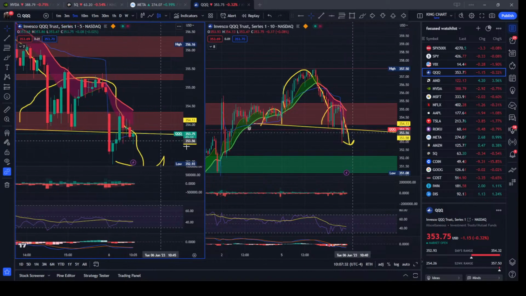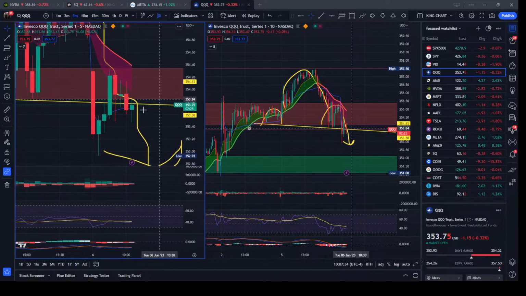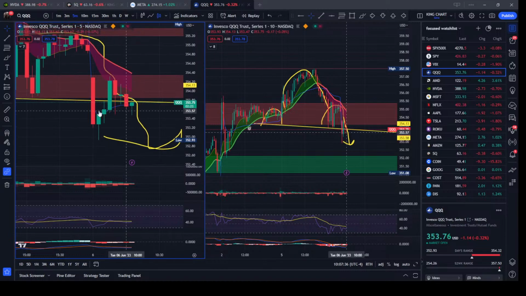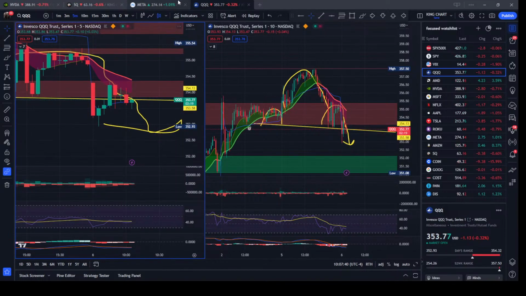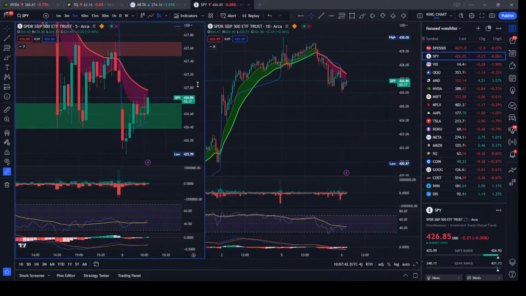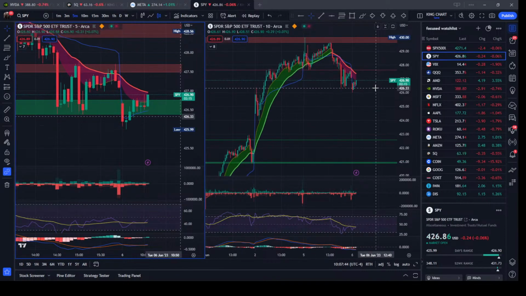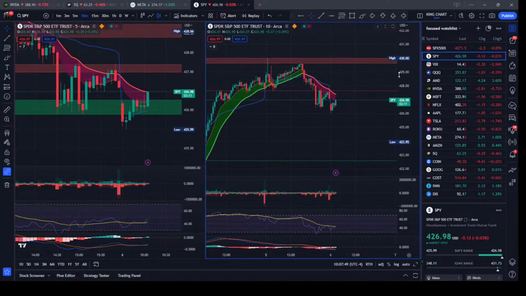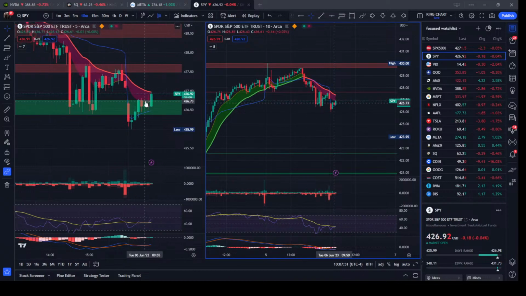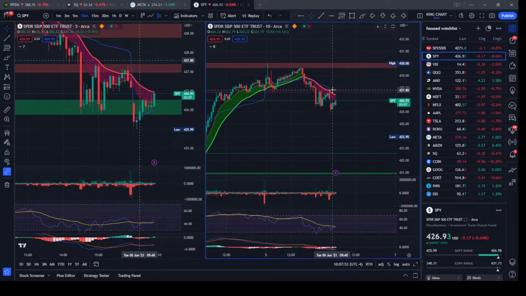Ooh, look. QQQ is breaking below our neckline, but staying strong. Staying strong at 353. So ETFs are probably not the play for today, at least not for this morning. How you play them is up to you, but in my opinion, this is just consolidating at the moment.